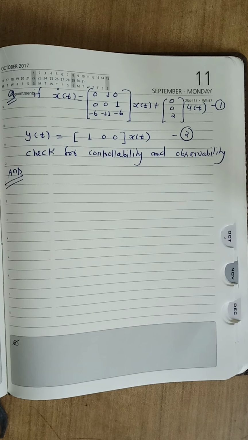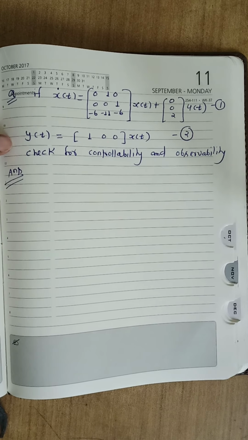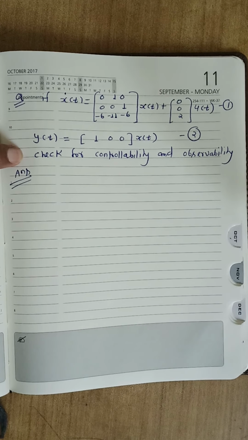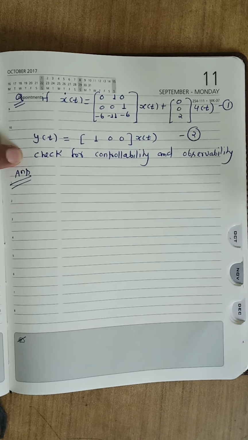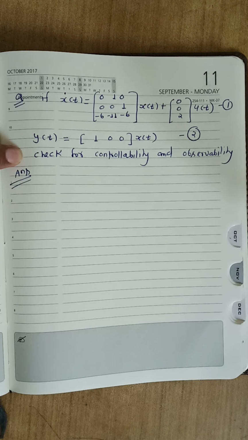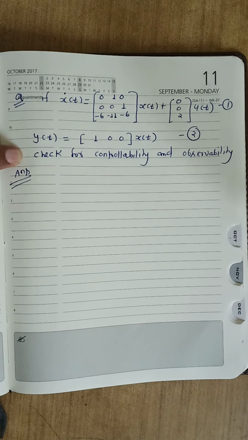Hello everyone. In this video, we will try to cover numerical for controllability and observability. According to the numerical, we have a state equation in matrix form. We have output equation in matrix form, and we want to check whether our system is controllable or not, and whether our system is observable or not.